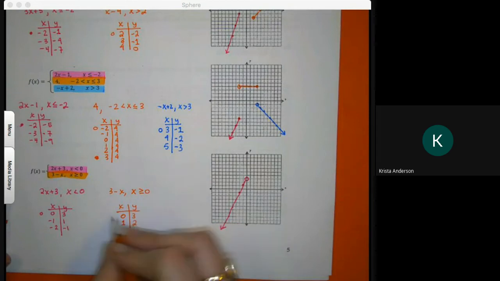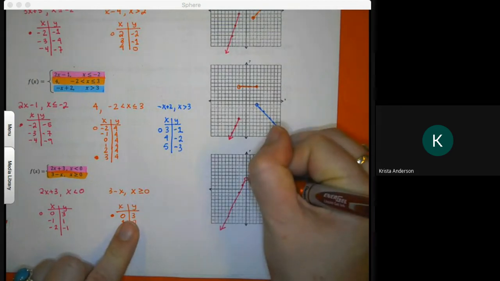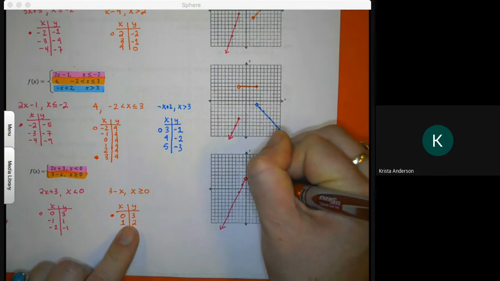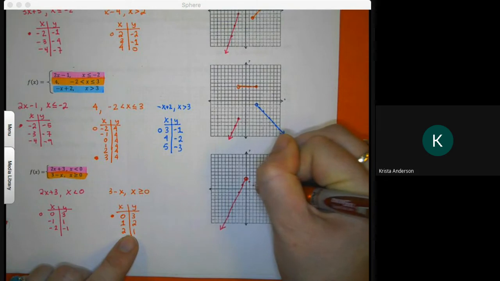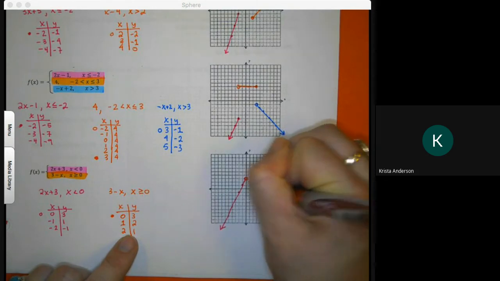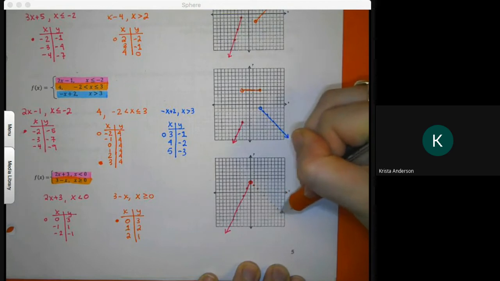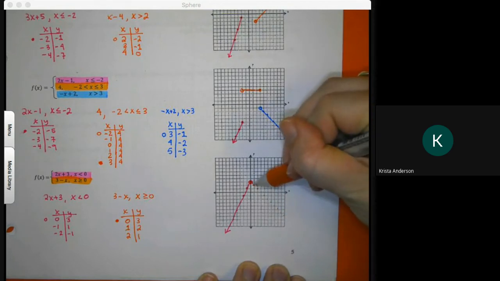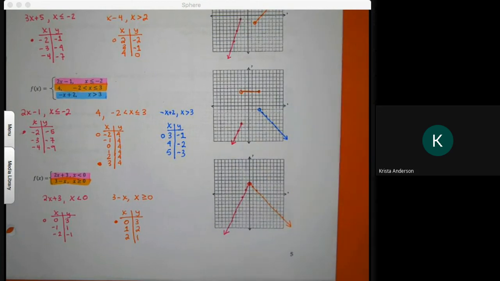Zero is a closed dot. 0, 3. I end up filling this closed dot in. 1 is up 2. And 2 is up 1. If I continue my pattern, there's my second piece.